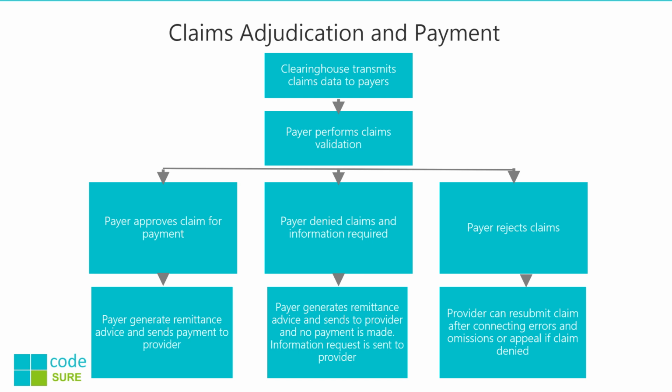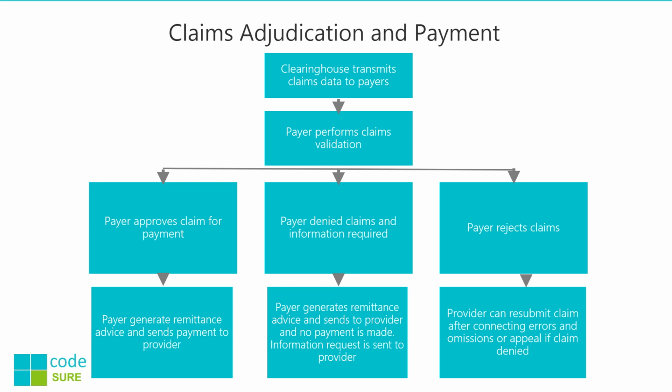Here is a quick overview of the claims adjudication and payment process. Payment clearinghouses transmit claims data to the payer. The payer then performs a validation process. There are three options. The payer approves the claim for payment, the payer denies the claims and requests additional information, or the payer rejects the claims.